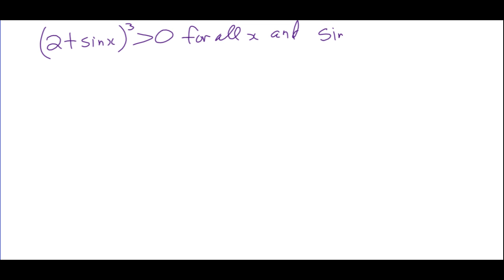And sine x minus 1 is less than or equal to 0. So think about it. The largest value for sine x is 1, right? So if I'm subtracting 1 from it, I'll get 0. Otherwise, it's going to be less than 0. Okay? So sine x minus 1 is less than or equal to 0 for all x.